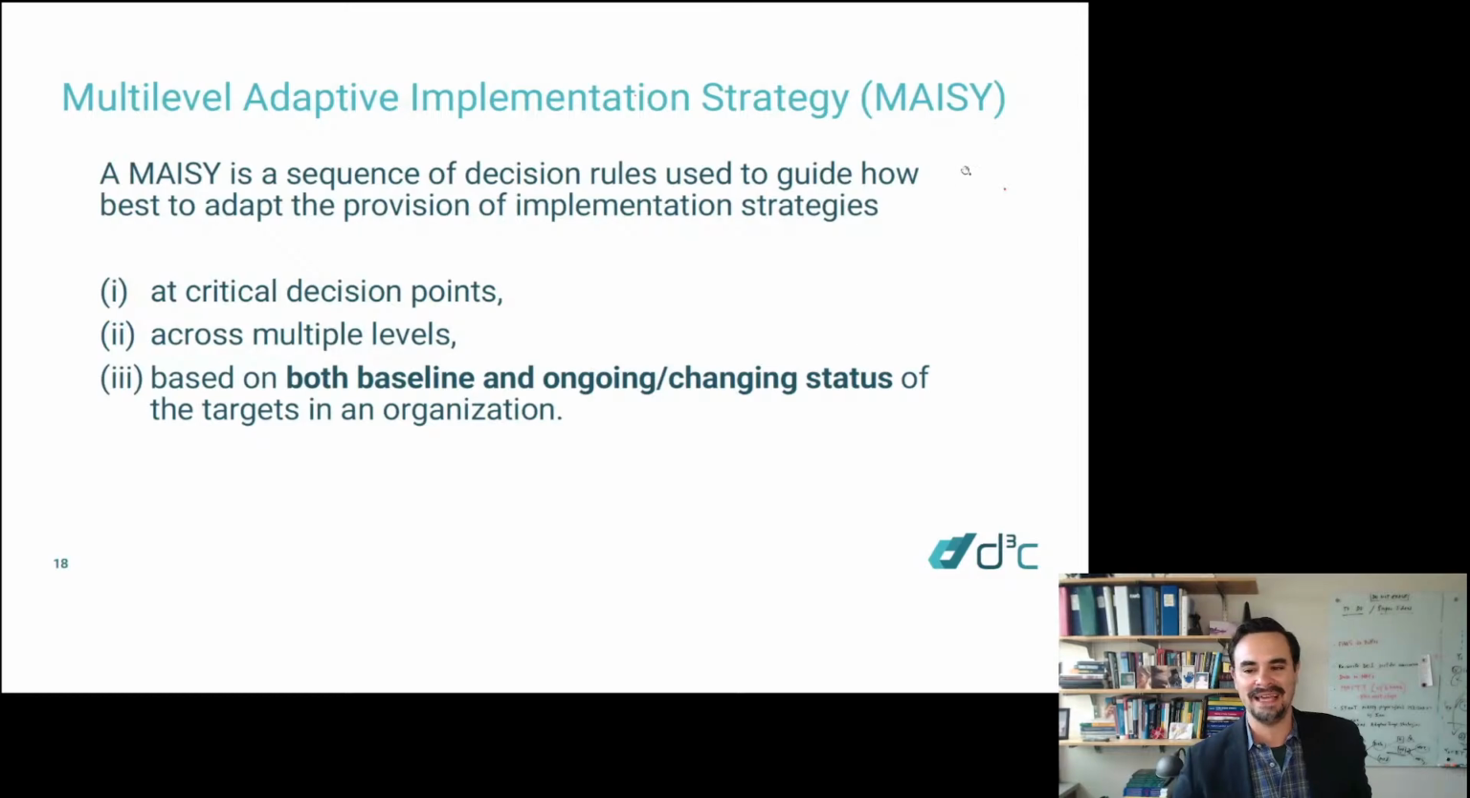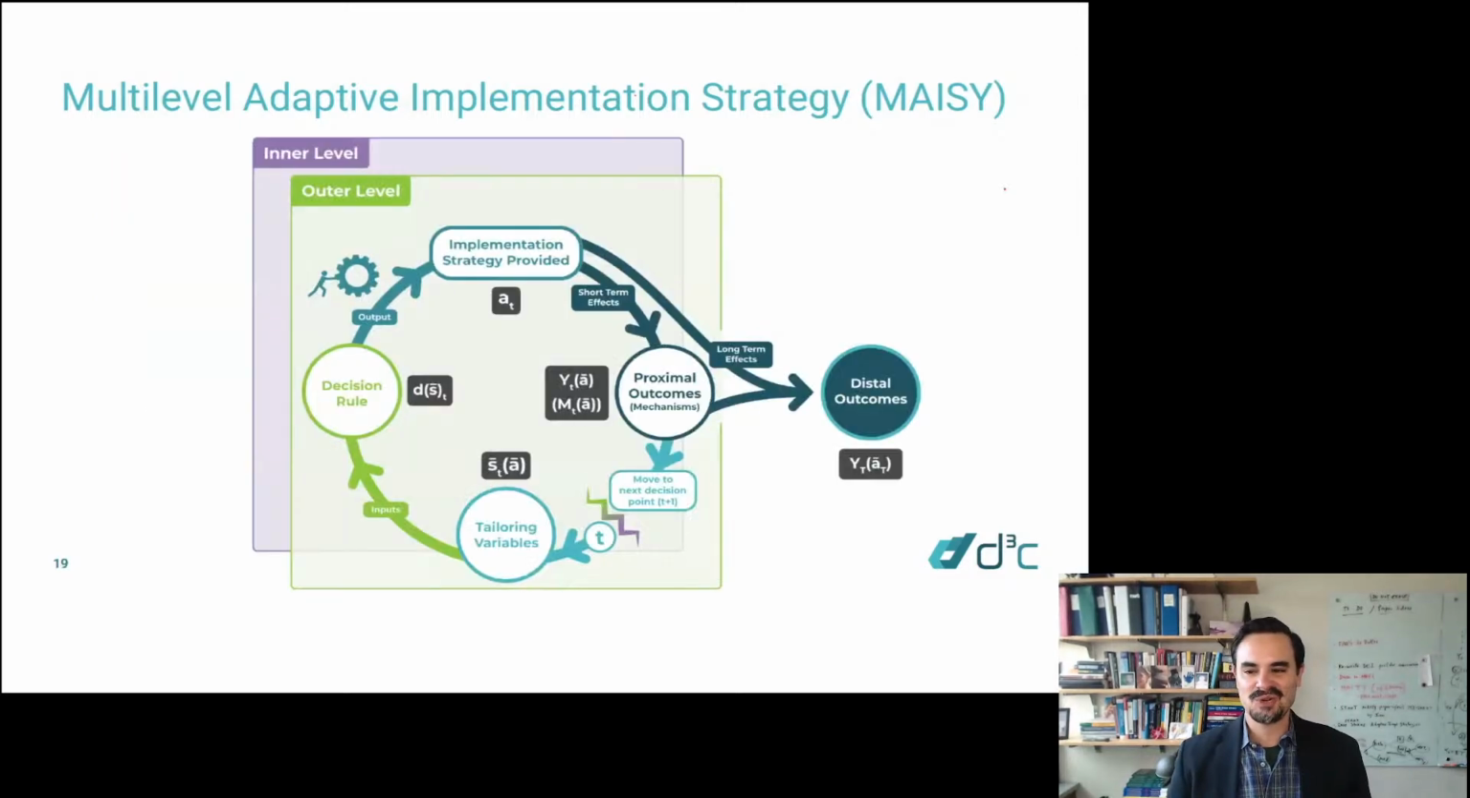Okay, so what is a MAISY? A MAISY is a sequence of decision rules used to guide how best to adapt the provision of specific implementation strategies. And it does this at critical decision points, across multiple levels, that's why the word multi-level is there, and perhaps most interestingly, based on baseline and ongoing changing status of the targets within the organization. Okay, and I'm going to flesh this out for you. I think the best way is to show you this really cool graphic that Ian Burnett actually put together for us.